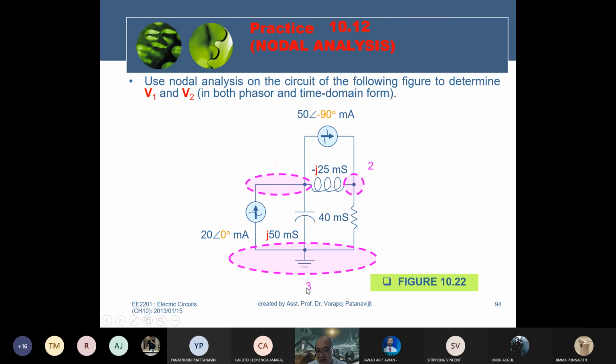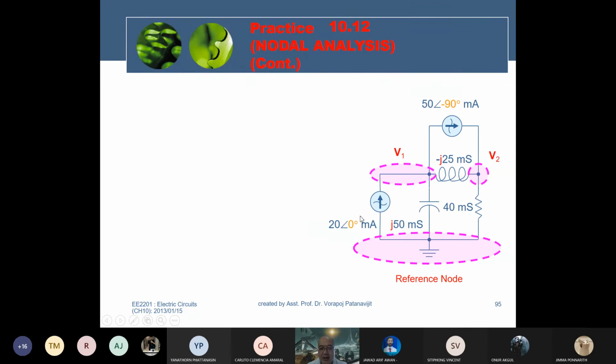In the circuit, node 3 you set to be the reference, and node 1 you set to be V1, V2. Now we can establish the KCL, Kirchhoff's current law, at node 1. First check how many branches connect to this node: 1, 2, 3, and 4. Four branches connect to this node.